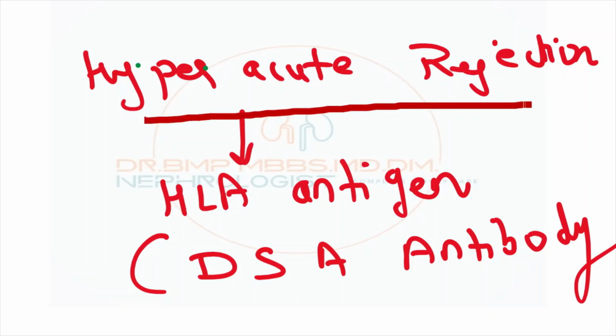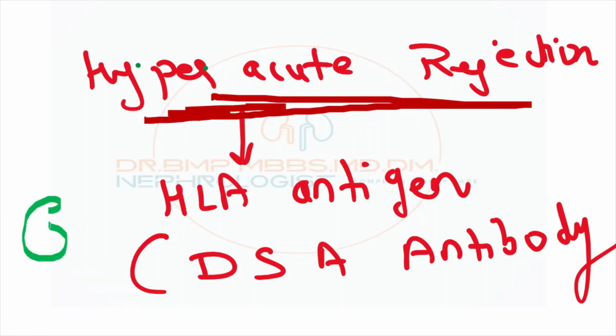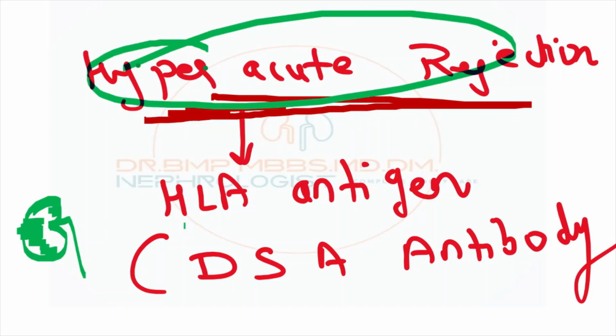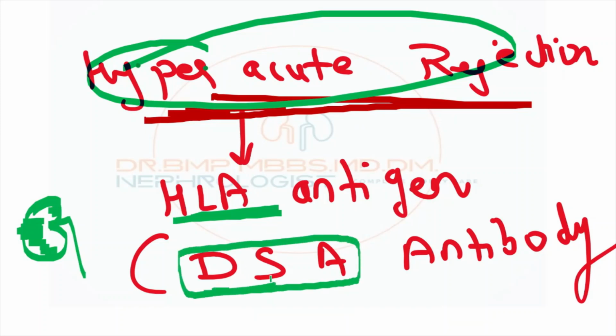This hyperacute rejection can occur because of preformed antibody in the recipient who is going to receive the kidney. If it is present, it will attack the donated kidney and destroy it within 2 to 3 minutes, or within 6 hours. It is called hyperacute rejection. Why does it occur? Because of the antibody to the HLA antigen. This is called HLA antibody, but the nomenclature is DSA, donor specific antibody.